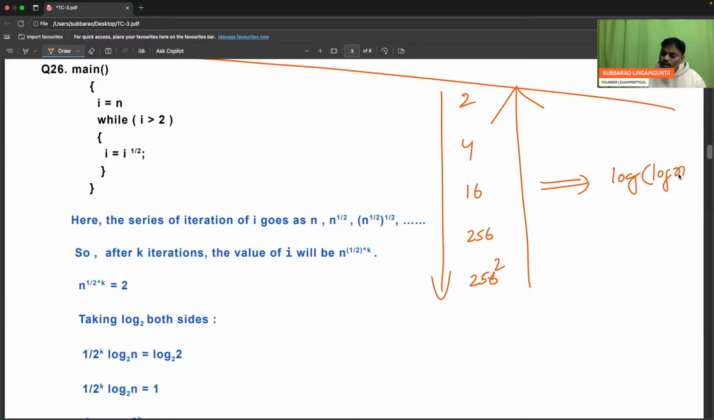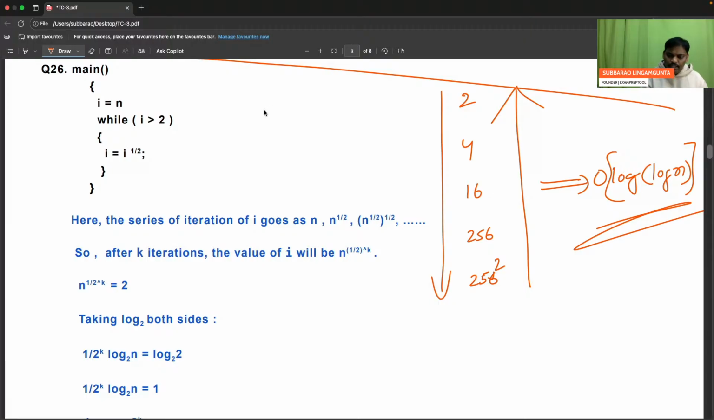Both are log of log n. Try to understand. Whatever way square is doing, root will also do the same. The only thing is, if it is small, square it. If it is big, root it. This is the only difference. Otherwise, both are the same, in my opinion. I think you can see the proof also. See the proof one time.